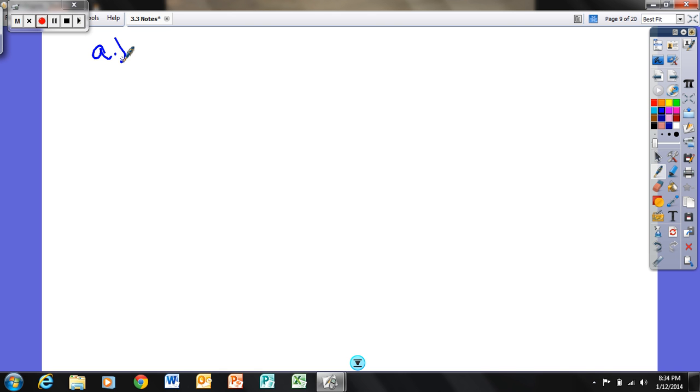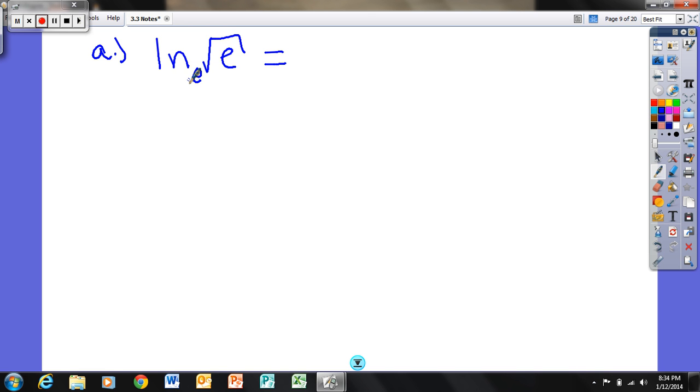Starting with example A, you're going to do the natural log of root e. Well, we know that the natural log really means that there is an e right here. We just don't write it, sort of like the base 10. When we have a natural log, there's really an e there. We just don't write it.